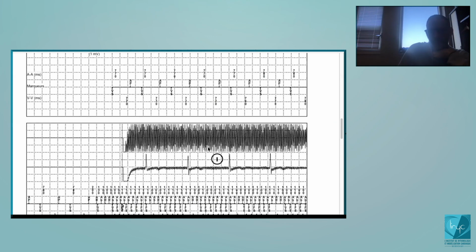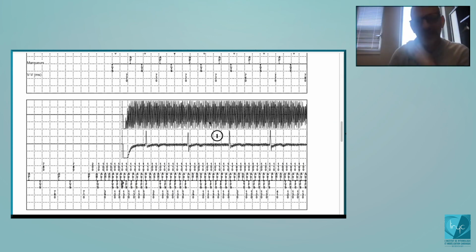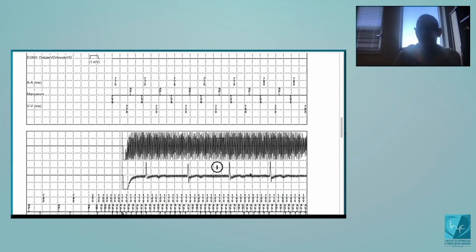External noise or something like that. Yeah, you see here, typical external noise. Both at the level of the atrium and the ventricle. It's in France, so it's 50 hertz. I think it's 60 hertz in the US, but 50 hertz in France.